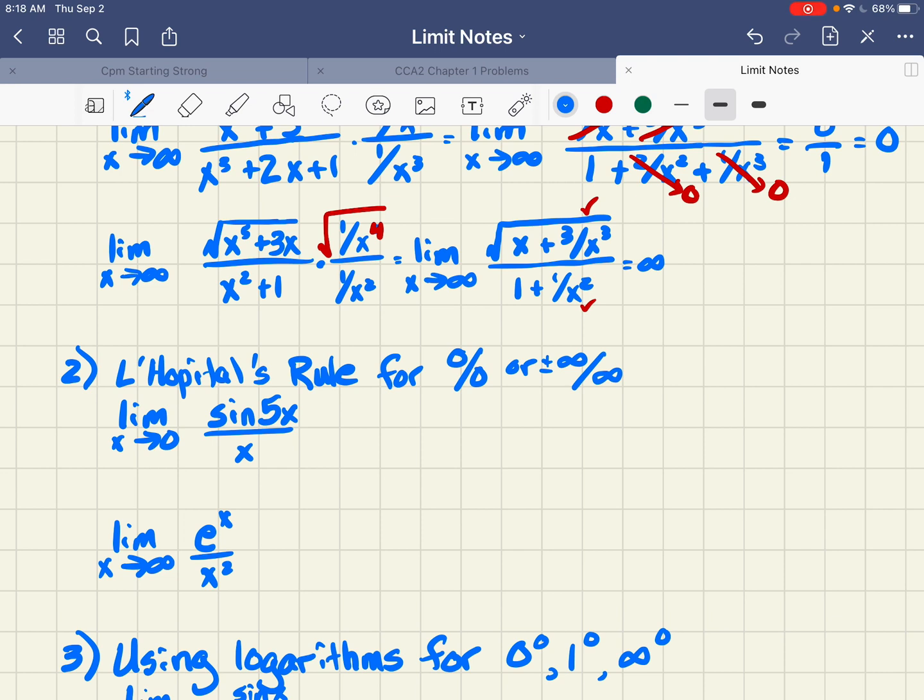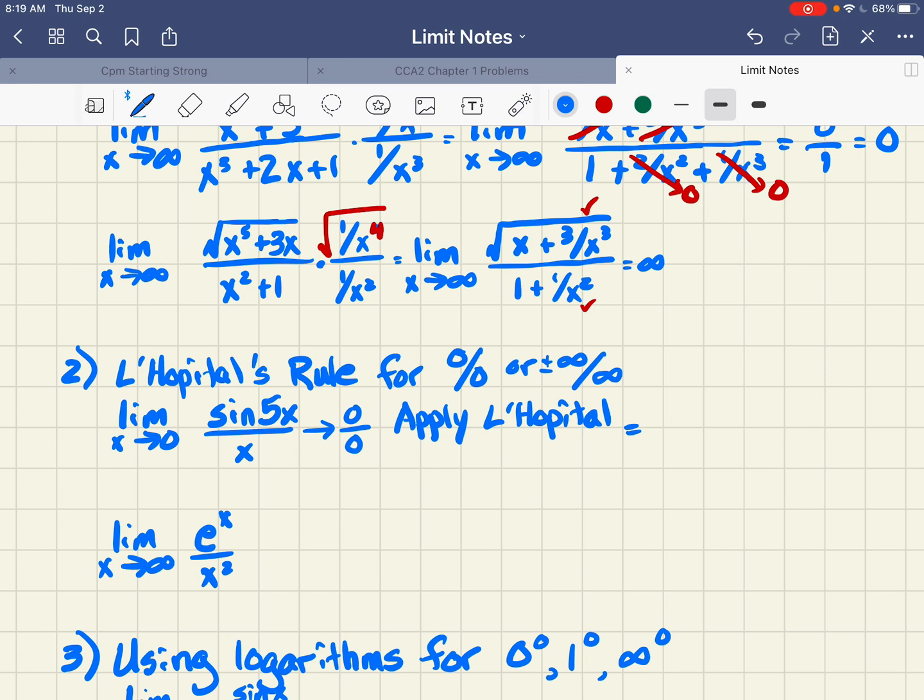So this one, the limit as x approaches 0 of sine 5x over x. Well, sine of 0 is 0. So this is going to approach 0 over 0. Okay. So we're going to apply L'Hopital's rule. And we're going to take the derivative of the numerator and the denominator. That's how L'Hopital's works.